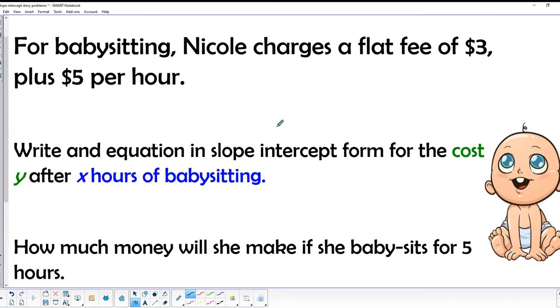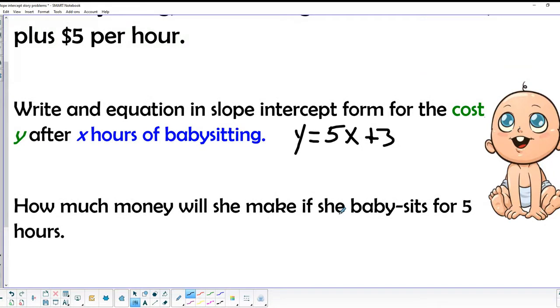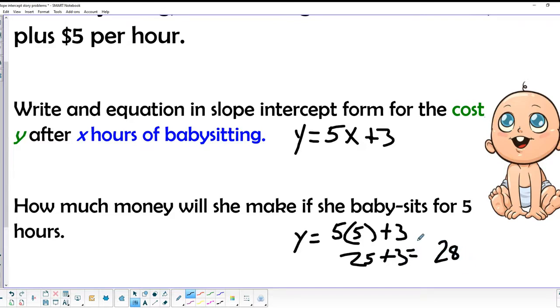For babysitting, Nicole charges a flat fee of $3 plus $5 per hour. So let's write an equation in slope-intercept form. So Y equals, she's making $5 for each hour, and she charges $3 just to show up in case they forget and nobody's home. $3 to getting over to our neighbor's house. So how much money does she make if she babysits for 5 hours? Well, that's pretty straightforward. Y equals 5 times 5 plus 3. 5 times 5 is 25. 25 plus 3 is $28. So she makes $28 for babysitting for 5 hours.